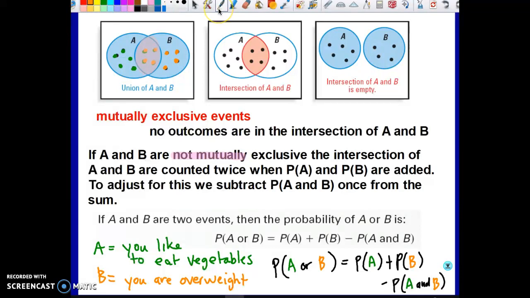So if I counted all the dots, 1, 2, 3, 4, 5, 6, 7, 8, 9, 1, 2, 3, 4, 5, 6, 7, 8, I counted these 4 twice. There are actually only, think about that, 9 plus 8. What's 9 plus 8? That's 17.